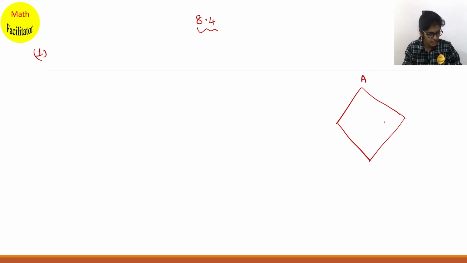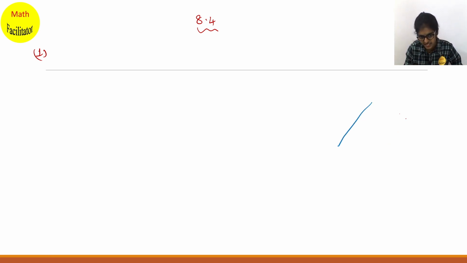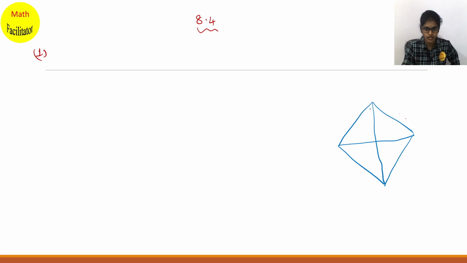Just draw it neatly once again. So in a rhombus, all sides are equal. And what about the diagonals? Diagonals bisect each other at right angles. So that is a property. Firstly, you should know the property if you have to solve this problem. So this is the rhombus and these are the diagonals. So A, B, C, D, and diagonals bisect each other at right angles. So this is point O.